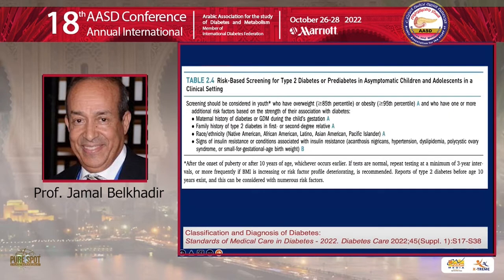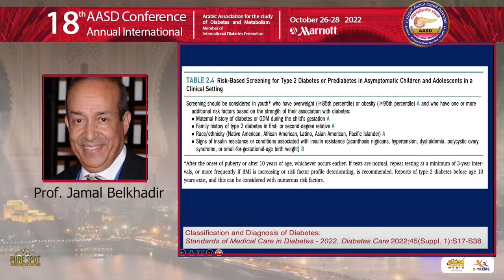For asymptomatic children and adolescents, the screening for diabetes and pre-diabetes should be considered in youth who have overweight or obesity, and who have one or more additional risk factors based on the strength of their association with diabetes: maternal history of diabetes or GDM during the child's gestation, family history of type 2 diabetes in first or second degree relative, race, ethnicity, signs of insulin resistance, or conditions associated with insulin resistance.